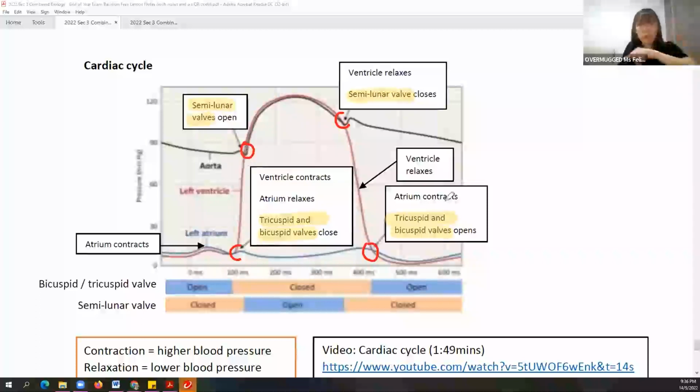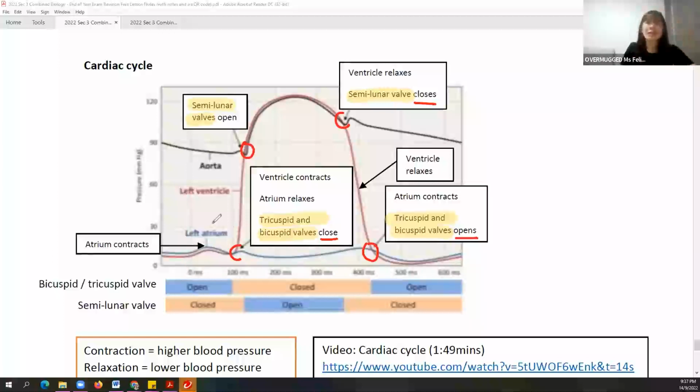Then you go by COCO. So that means the tri and bi close, then the semilunar opens. Semilunar, C for close; bi and tri, open. That's how you can memorize this graph. Most of the time they ask you on the valve, but of course they can also ask you about the ventricle and atrium. Though less tested, I still do see it in questions. So the atrium and ventricle, you still need to study it.